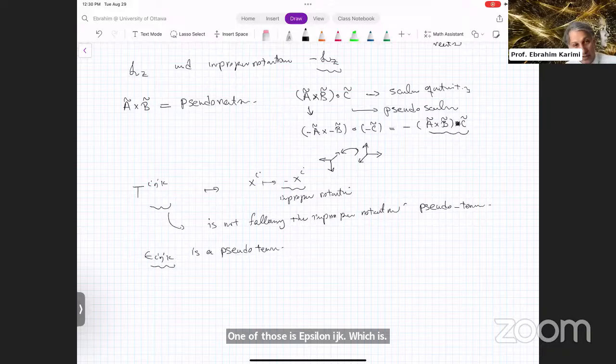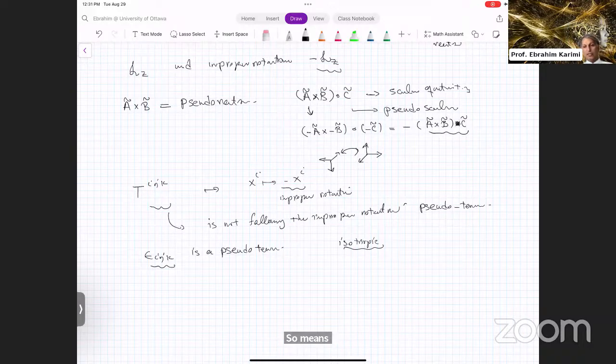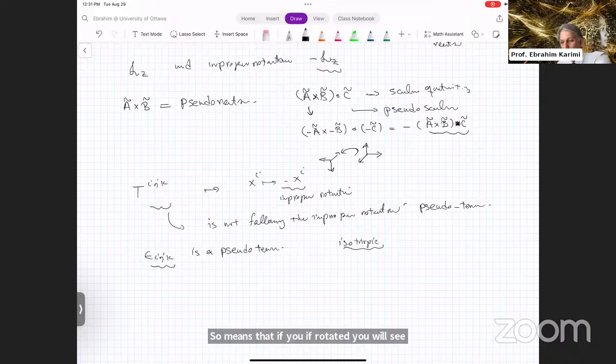It is a tensor of rank 3, but it is a pseudo tensor. You can look at the value. And by the way, this epsilon ijk, which last time I wrote the elements of, is also isotropic. That means that if rotated, you will see it identical in different coordinates. Okay.